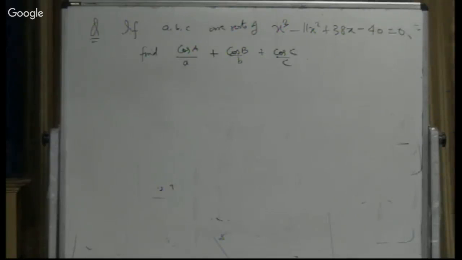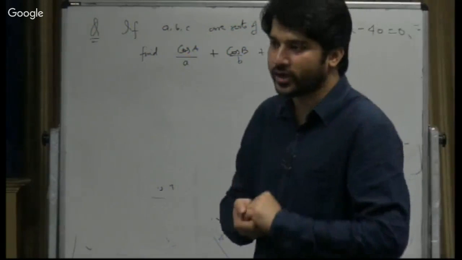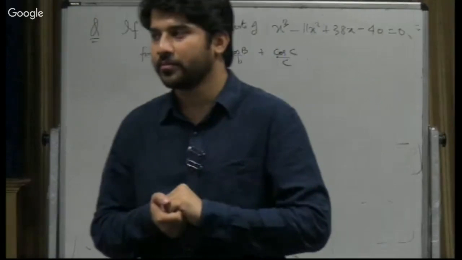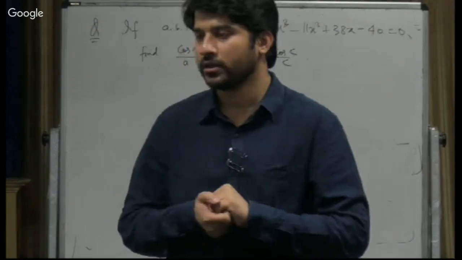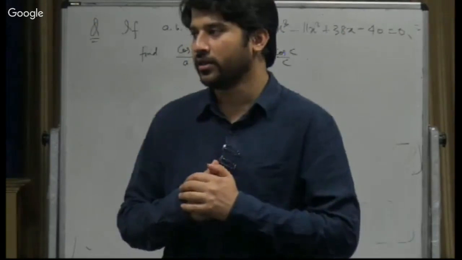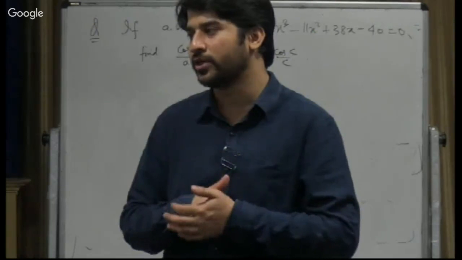What is the cos A expression? B square plus C square minus A square by 2BC. देखो फिर cos A क्या हो जाएगा? Cos A by A, cos B by B और cos C by C. Are they sharing all the same denominators?